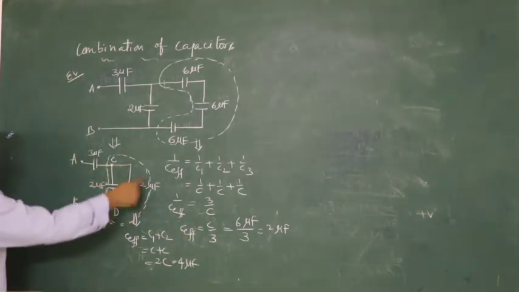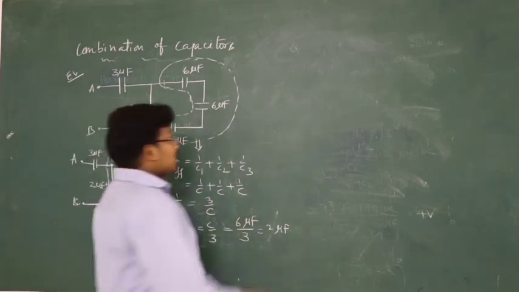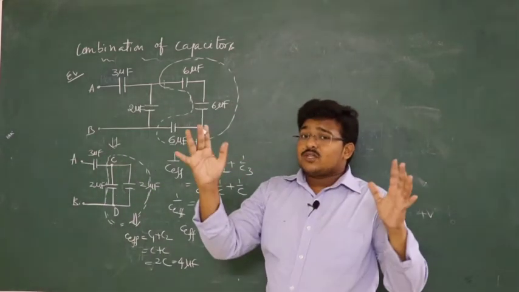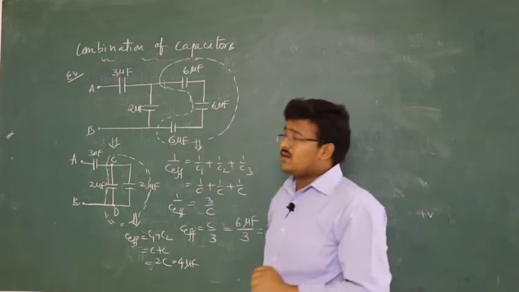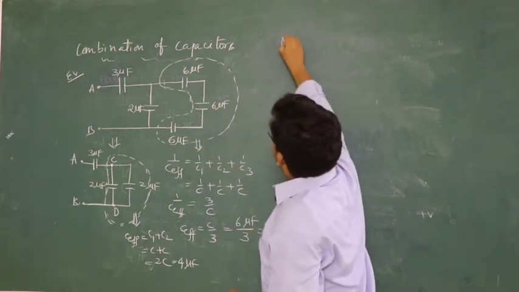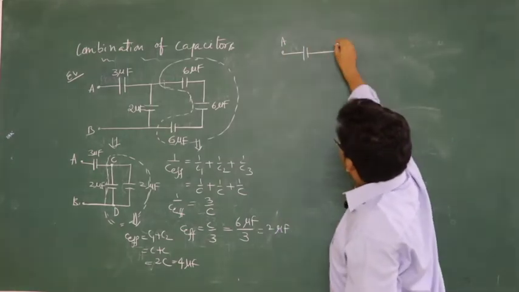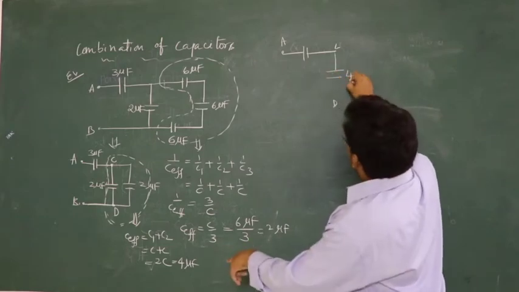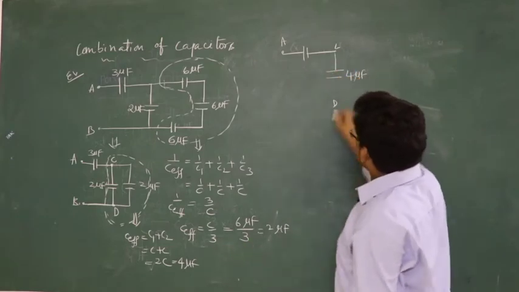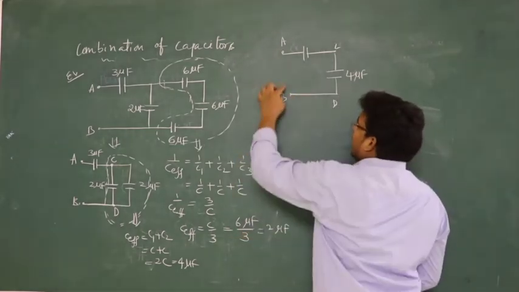Now you can replace this with a 4. Now what does the circuit become? Now I will draw the circuit. See, I am reducing the circuit, the 5 capacitors into a single capacitor, right? So again the circuit becomes, this is A, this is 3, and I am replacing the CD points with a capacitance called 4 micro. This is B. Now we would like to find out between AB.